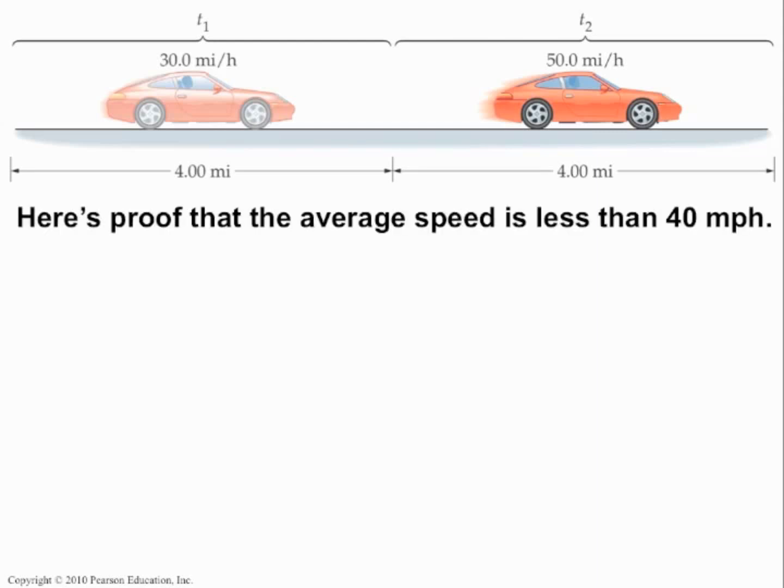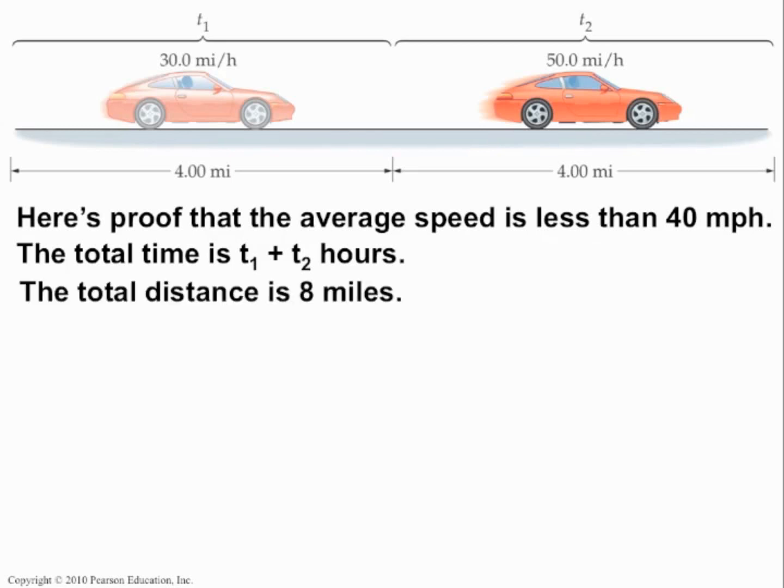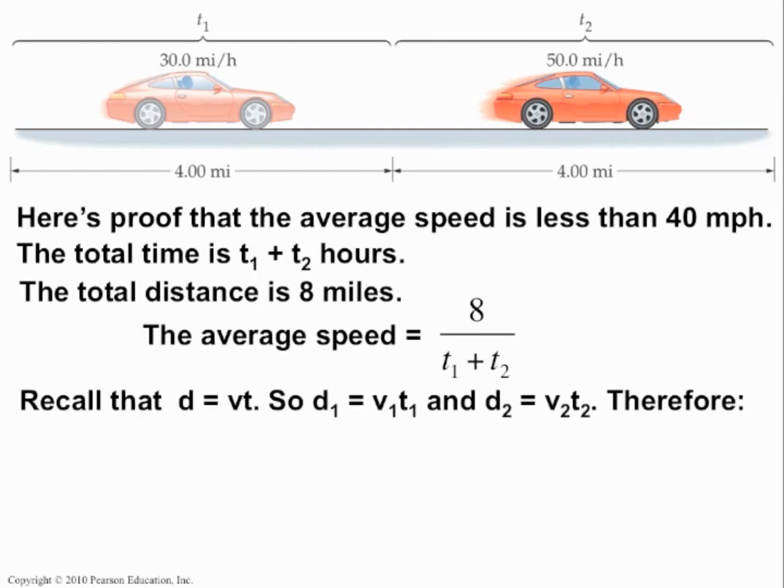Here's proof that the average speed is less than 40 miles per hour. The total time is t1 plus t2 hours. The total distance is 8 miles. Therefore, the average speed is 8 over t1 plus t2, so 8 miles over t1 plus t2 hours. Recall that d equals vt. So d1 equals v1 t1 and d2 equals v2 t2. Therefore, t1 equals d1 over v1 and t2 equals d2 over v2.